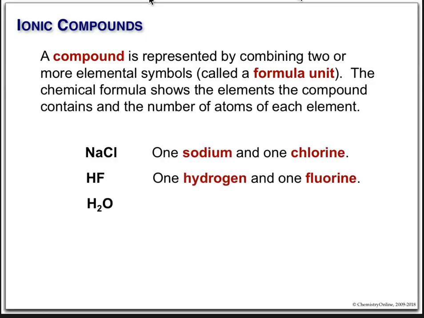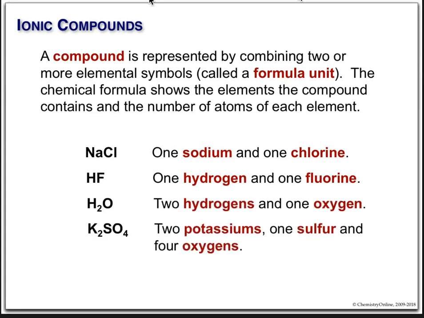When you are looking at a compound and trying to figure out the atoms that are in there, again, you simply take the formula and read it backwards. This is 1 sodium, 1 chlorine, 1 hydrogen, 1 fluorine, 2 hydrogens, 1 oxygen, 2 potassiums, 1 sulfur, 4 oxygens. Simple way to do it.